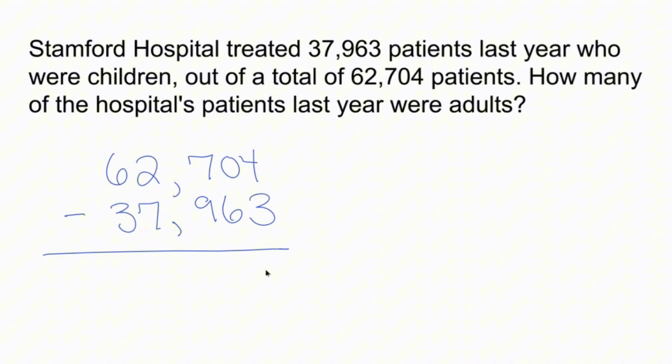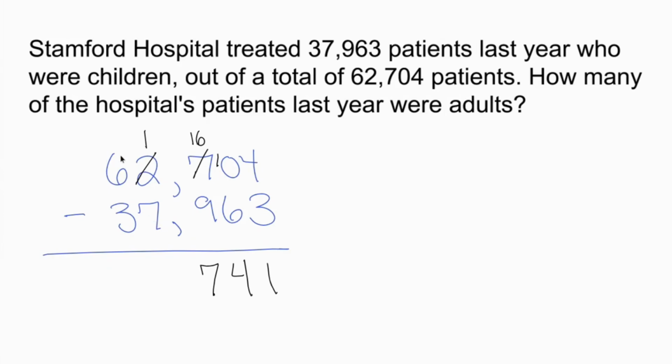So 4 minus 3 is 1. 0 minus 6, can't do it. So borrow from 7, make you a 6, and that becomes 10. 10 minus 6 is 4. 6 minus 9, can't do it. Borrow from 2, make you a 1, make you a 16. 16 minus 9 is 7.